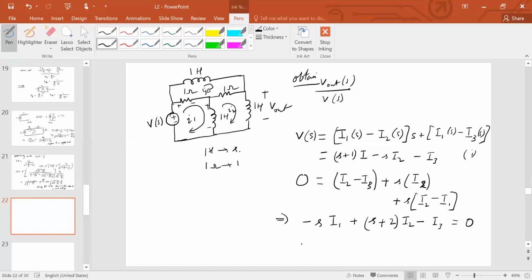Okay, and by writing in the third loop now, if you simplify, you'll find that in the same manner as we've written here, excuse me, we might write this as minus I1 minus I2 plus S plus 2 I3. Okay, so this is equation 1, this is equation 2, and this is equation 3.